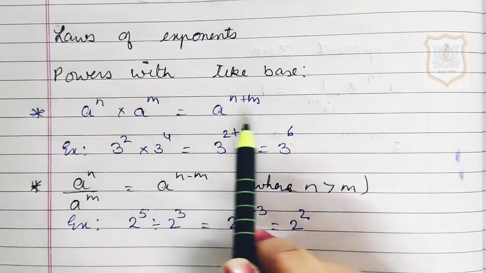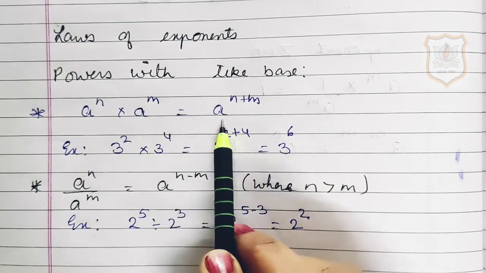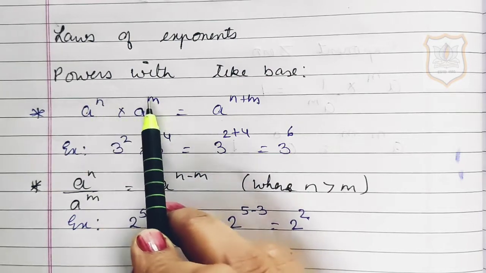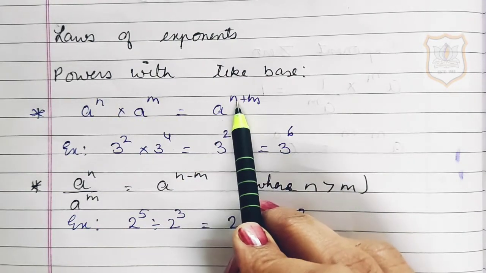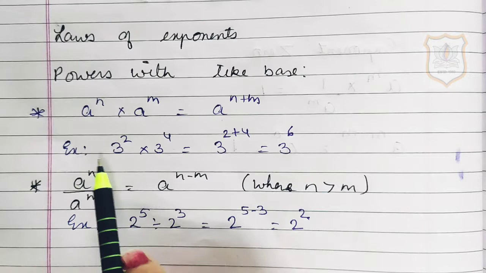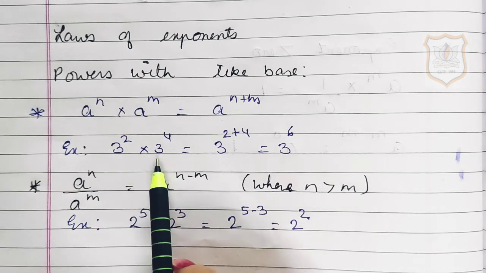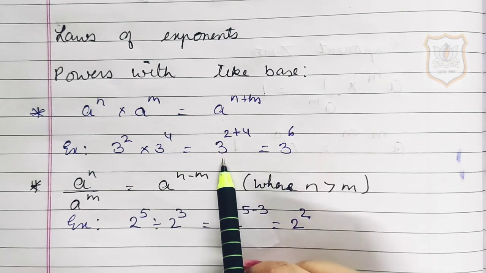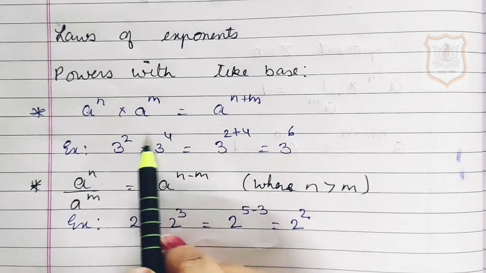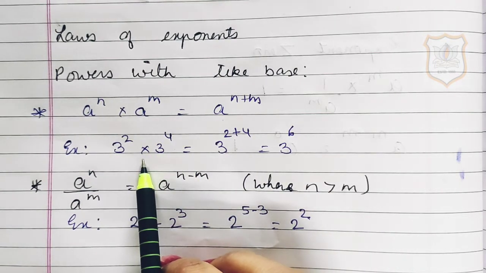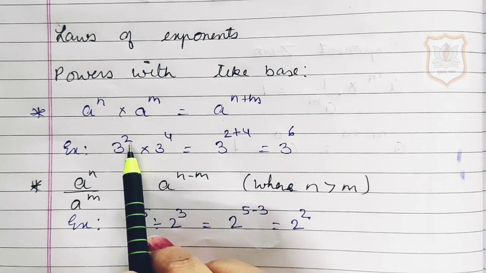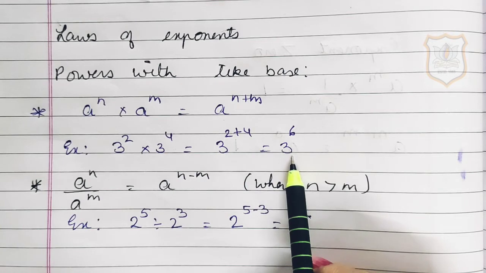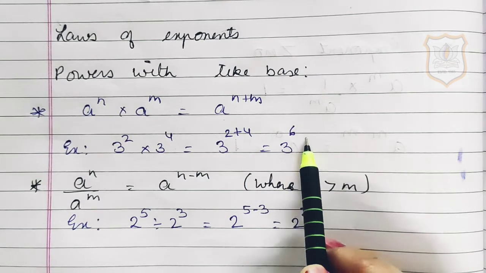So here students, what you will write, base you will write one time, and here multiply sign is given, so powers we will add. So here we will write a raised to power n plus m. For example, 3 raised to power 2 multiplied by 3 raised to power 4. Here the base is same, that is 3, so 3 we will write here as it is, and the powers we will add because here multiplication sign is given. So 2 plus 4 we will write here, so the answer will be 3 raised to power 6.